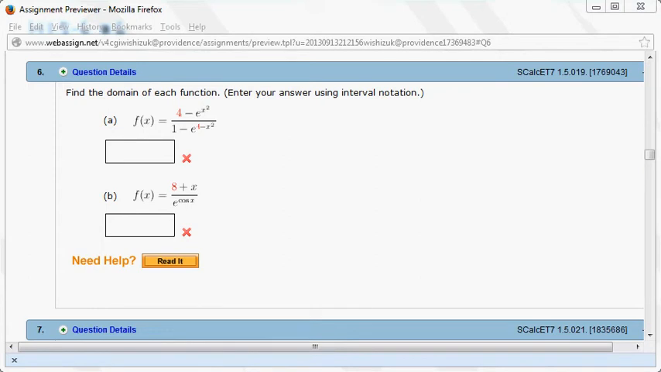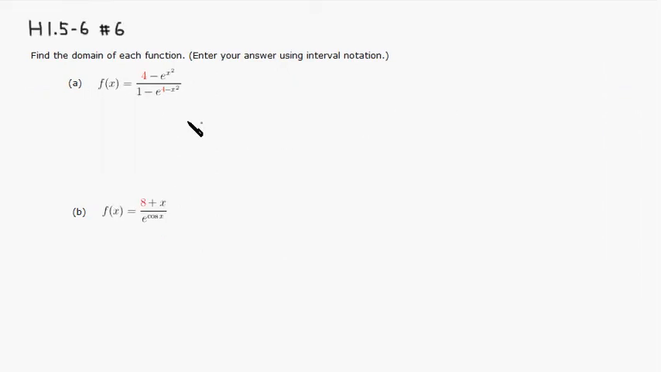Okay, let's look at the homework 1.5-1.6, problem number 6. All right, so we want to find the domains of these functions. So let's look at part A. The function is 4 minus e to the x squared all over 1 minus e to the 4 minus x squared.